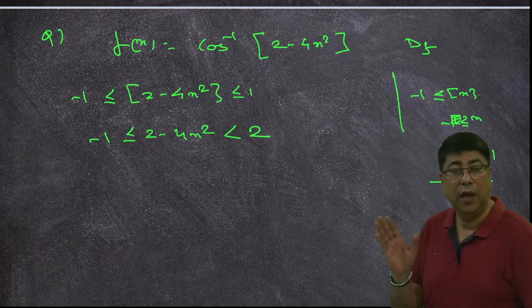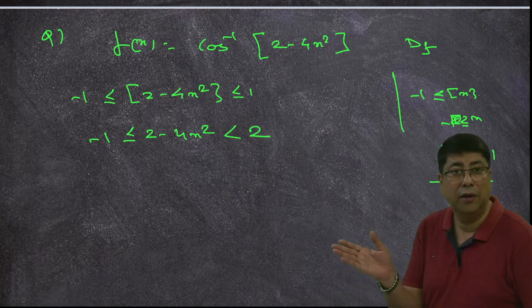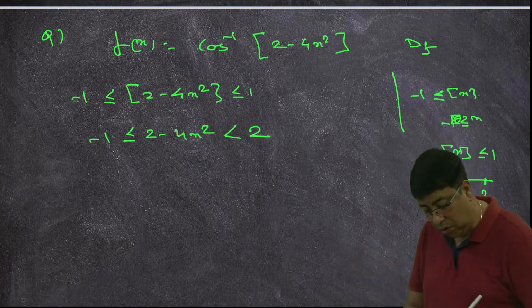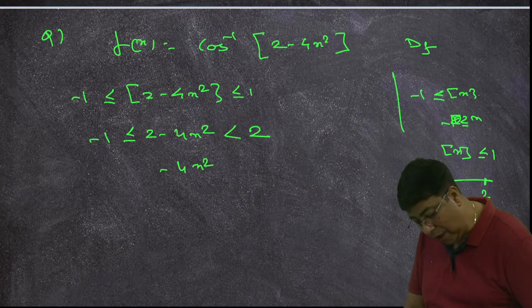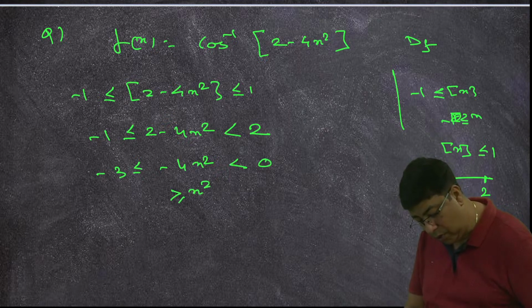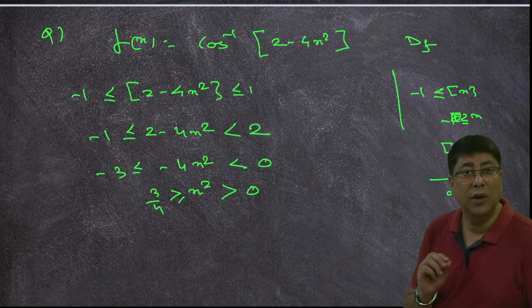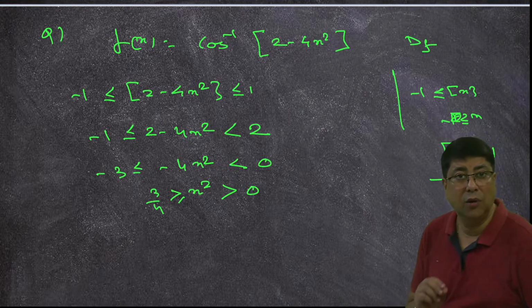Now take one side, another side. I am taking 2 to the left and right, and multiplying by minus. So minus 4x square is greater than or equal to -3 and less than 0. Multiply by minus and divide by 4. This is coming 3 by 4 greater than or equal to x square, greater than 0. x square greater than 0 is the case. Remember this. x square greater than 0. What to do for that?